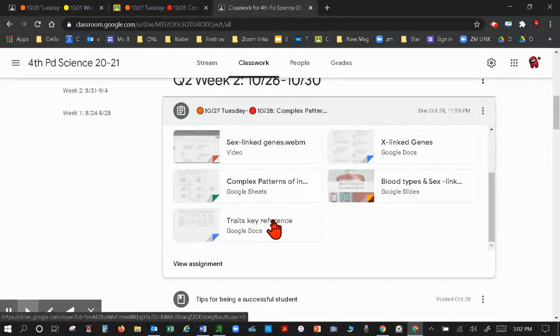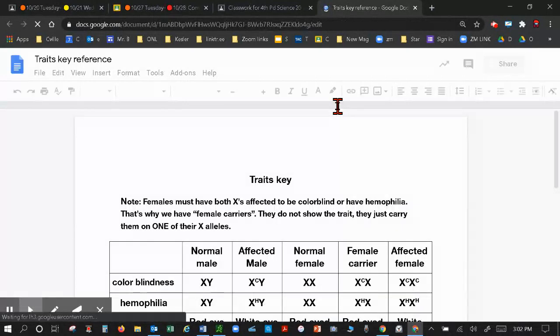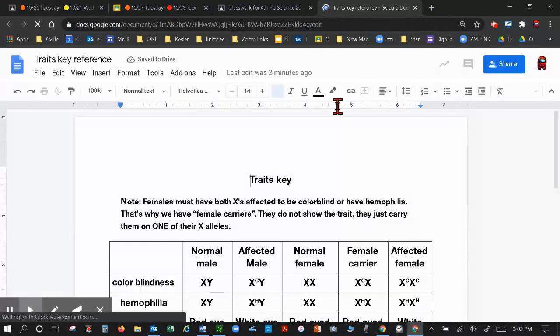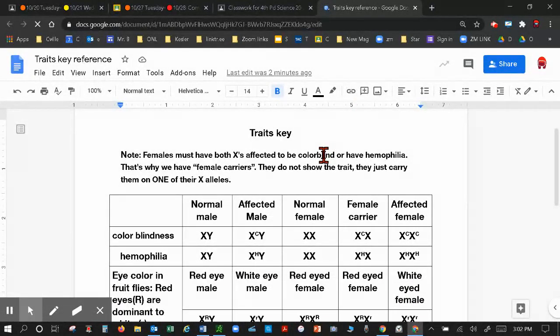I made a reference for you. I also had a video that I created earlier that shows you step by step how to fill that out. But here's the reference that I think you'll find very helpful. And when we look at X-linked traits, or what we call sex-linked traits, it means they run on the sex chromosome. That's the X chromosome.